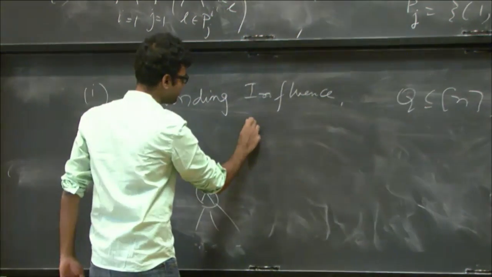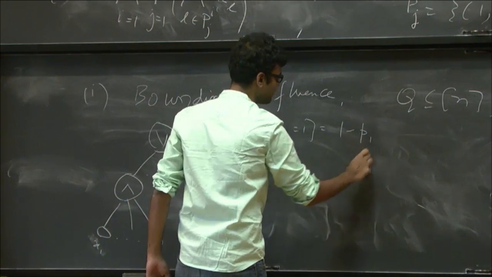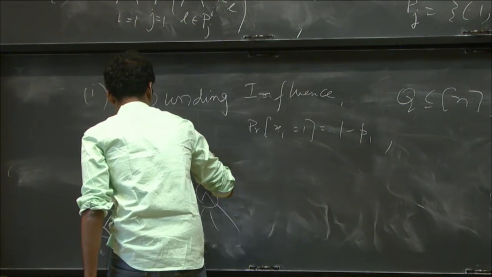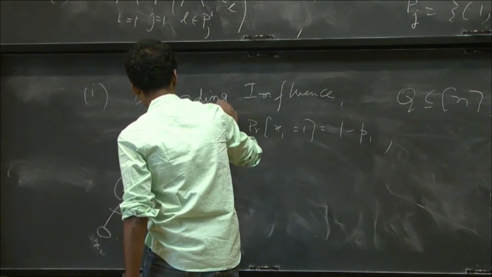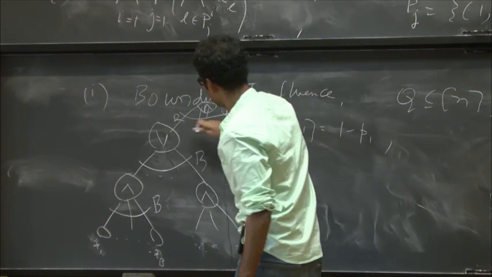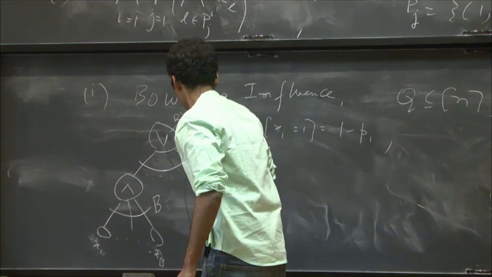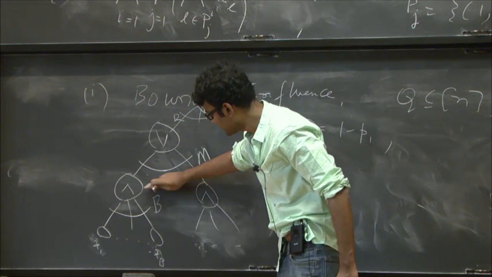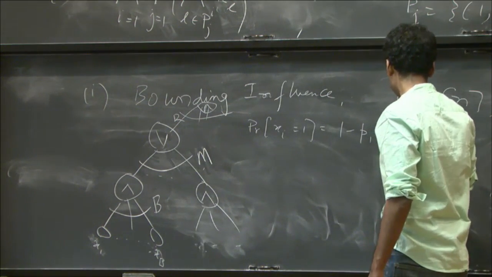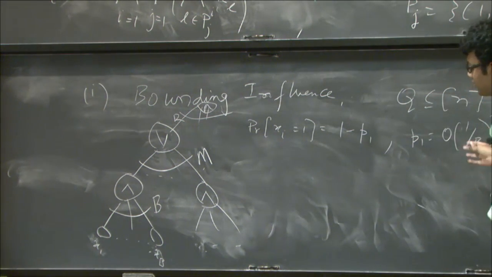So we'll want that the probability that xi is 1 is 1 minus p1, where there is a top AND gate with fan-in R, an OR gate with fan-in M, and the final AND gate has fan-in B. So think of p1 as order 1 over B.